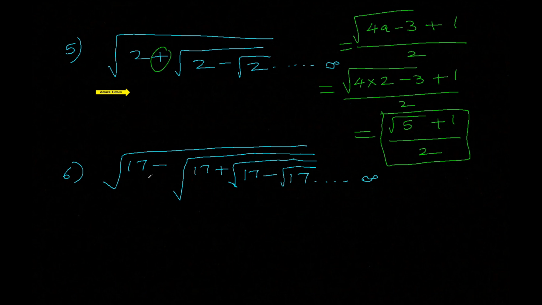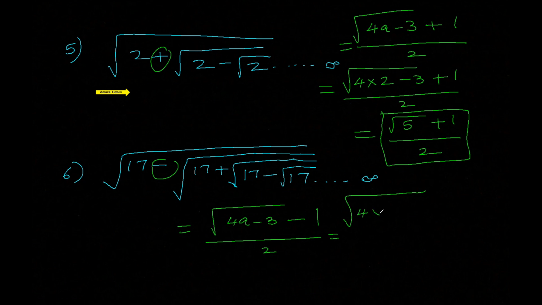Let's do question number 6. Here again, both plus and minus, but the first sign is minus. Let's write the formula first. 4a minus 3. What is the first sign? Minus. That's why minus comes here. 1 upon 2. And the a value is 17.